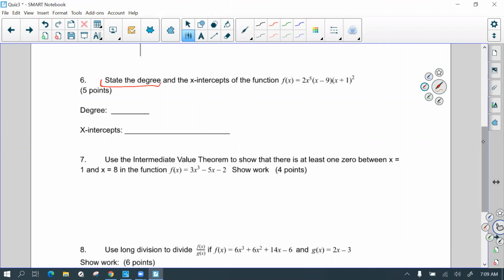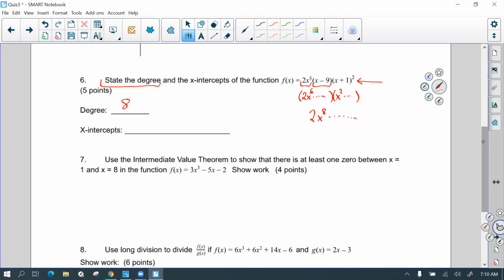So this term makes it 2x to the 5th, but when I multiply it by that, I get 2x to the 6th. And then I know I get minus 18x to the 5th, but I'm just concerned about the greatest degree. And then x plus 1 squared ends up having x squared as its leading term. And when I multiply these two leading terms, I get 2x to the 8th power. So if I were to expand that entire thing, I would have a polynomial that begins with 2x to the 8th power, and then some terms after that. So that tells me the degree is 8.